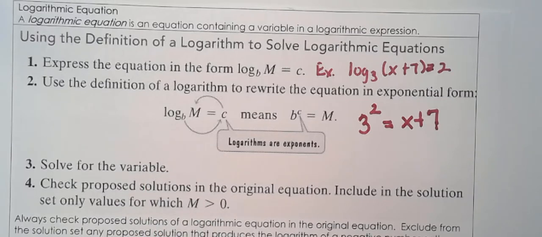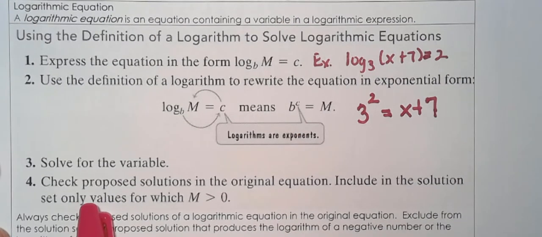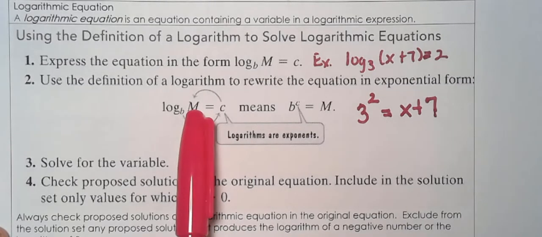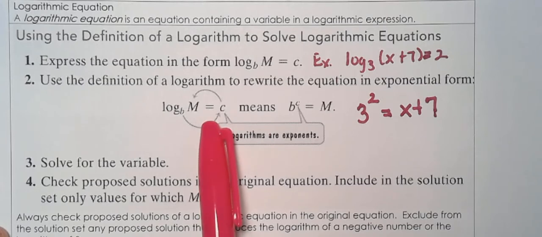Now, number 4 is going to be key, and we're going to be doing some examples where you may not have a solution. And here's why. It says check proposed solutions in the original equation. Include in the solution set only values for which m, I'm pointing to my m in the log form, is greater than 0, meaning it needs to be positive.